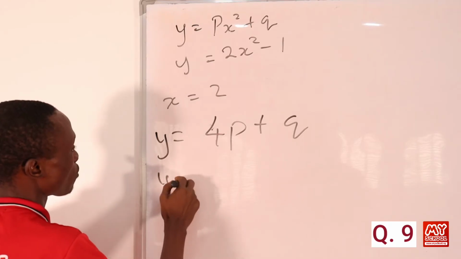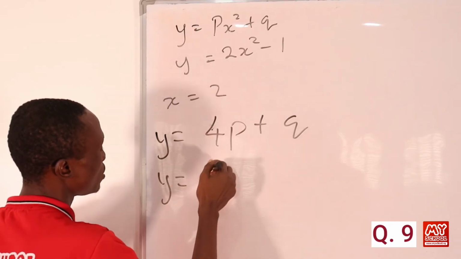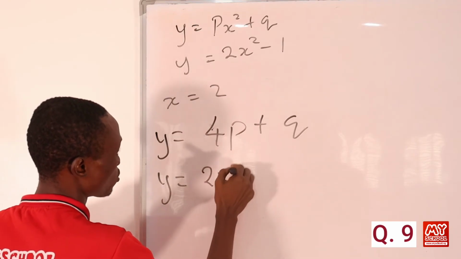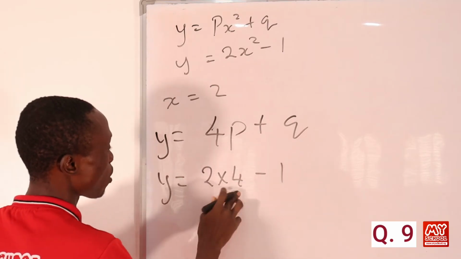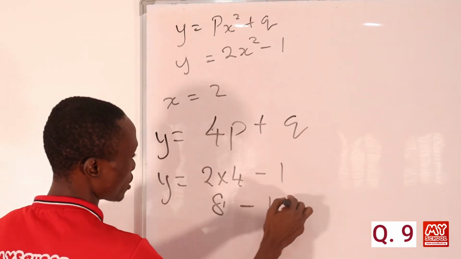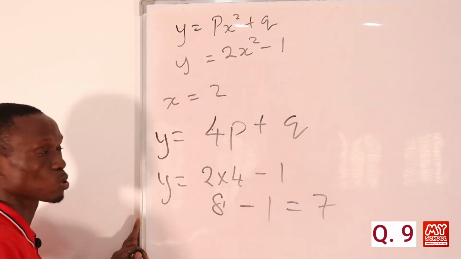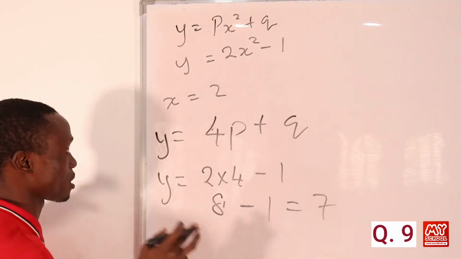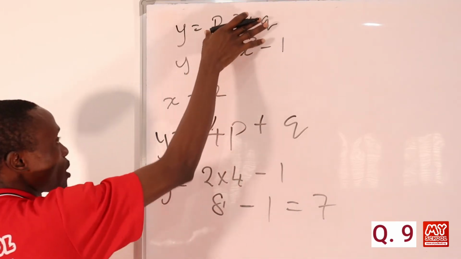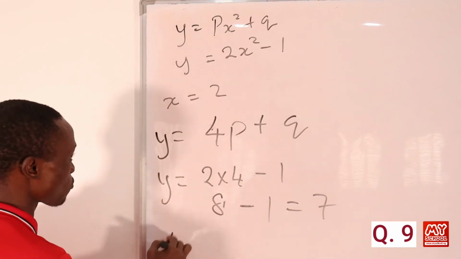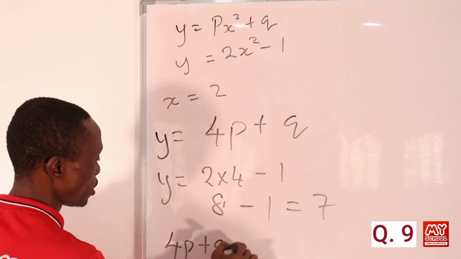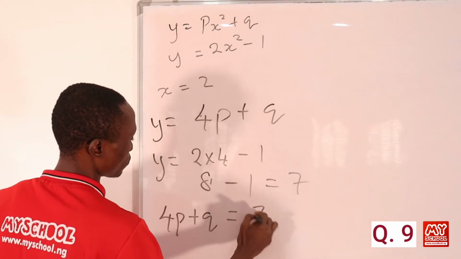While for the second graph we do the same thing, we'll be having 2 times 4 minus 1. So that will be equals 8 minus 1, and that will be equals to 7. But we are told that these two graphs intersect. So if the two graphs intersect, that means we can equate the two graphs, so that we'll be having 4p plus q is equals to 7.